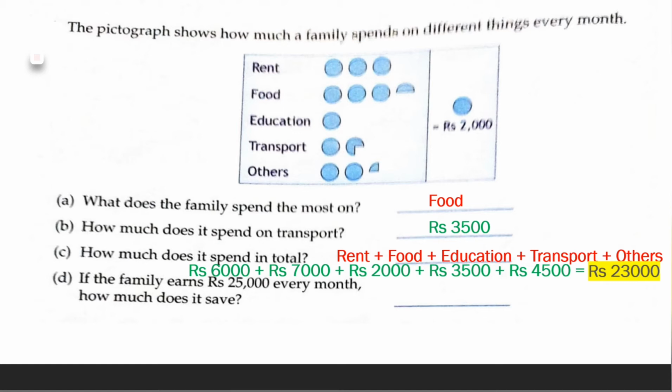Next is, if the family earns 25,000 every month, how much does it save? How are we going to find out the savings? Save is equal to earn minus spend. We know that the family is earning 25,000 minus we have calculated the spend amount of 23,000 in the previous question. So the total is equal to 2,000 the family is saving.